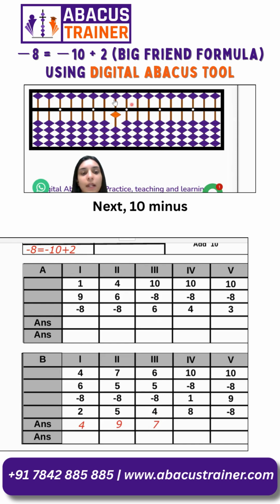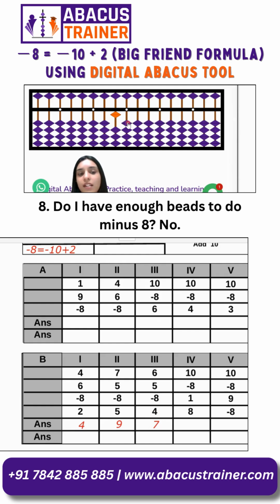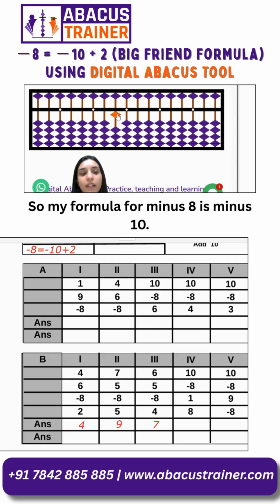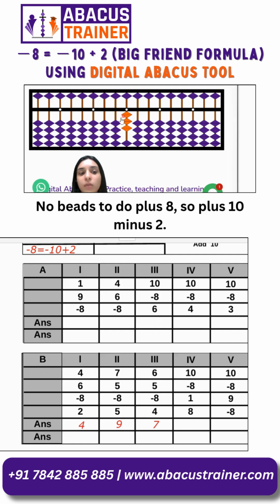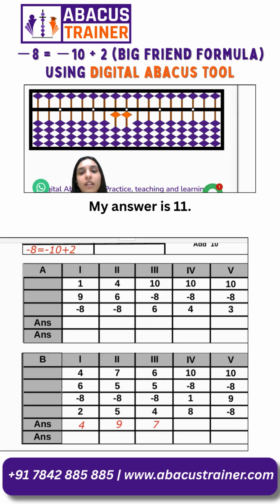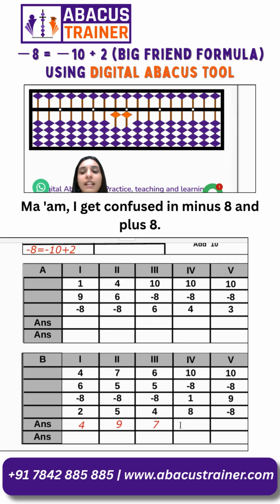10 minus 8. Do I have enough beads to do minus 8? No. So my formula for minus 8 is minus 10 plus 2, plus 1, plus 8. No beads to do plus 8, so plus 10 minus 2. My answer is 11.